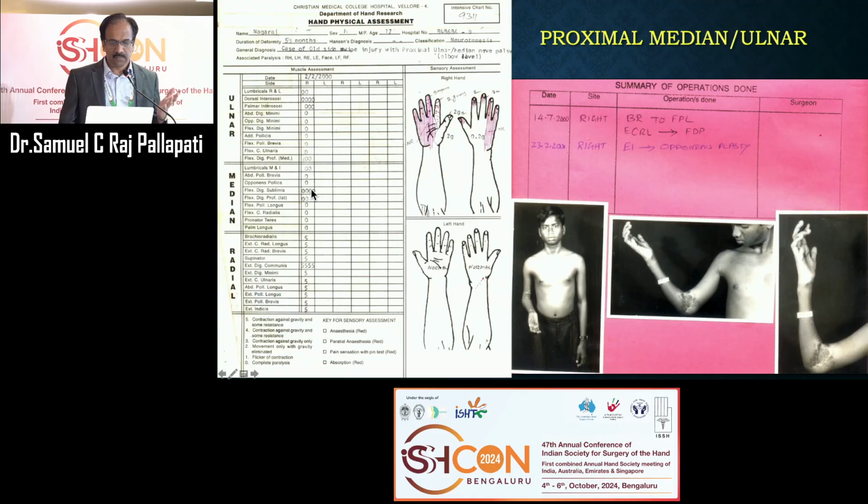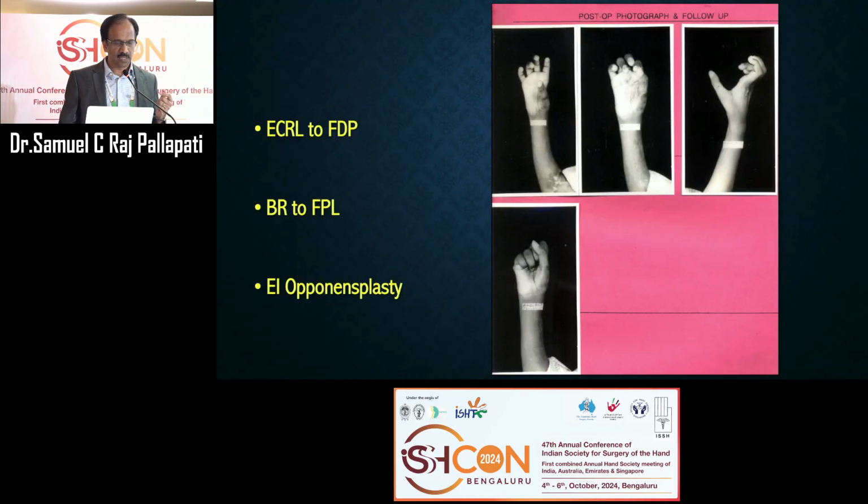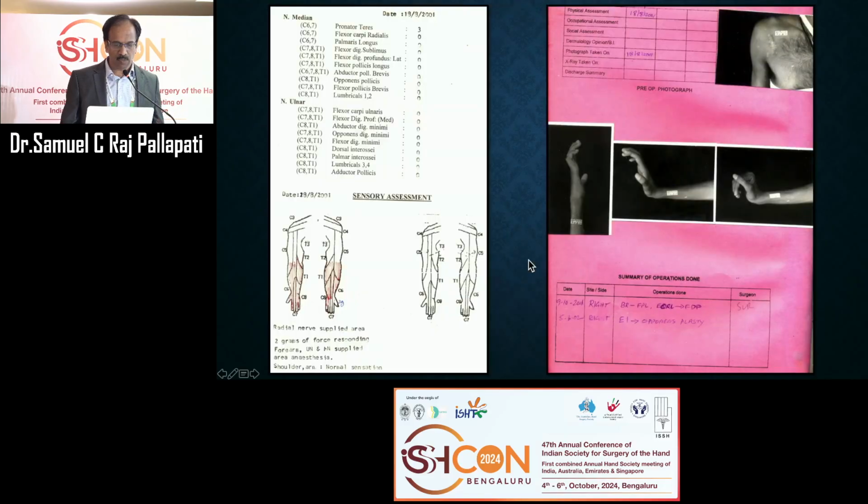And he's got sort of a claw hand. So the surgery that was done was ECRL to FDP transfer, BR to FPL, and EI opponensplasty. So you can see full closure of the fingers and the thumb is in good opposition.